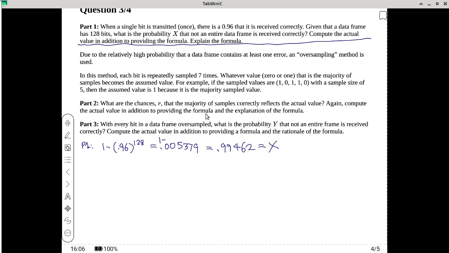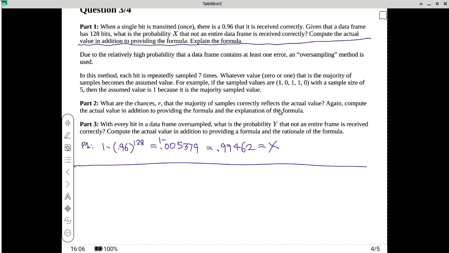All right, so part 2 is asking, what is the chance that the majority of the samples correctly reflect the actual value? That means if a 1 is being transmitted, what are the chances that out of the 7 samples, 4, 5, 6, or 7 of them would also be 1s? That's what it's asking. Again, compute the actual value in addition to providing the formula and the explanation of the formula.